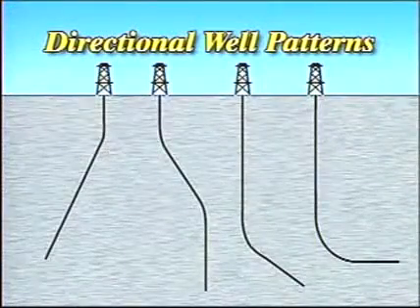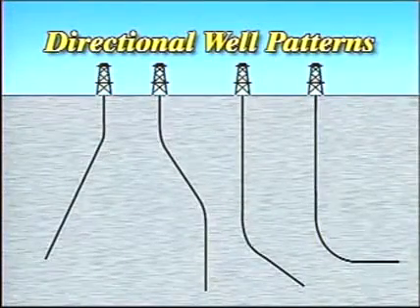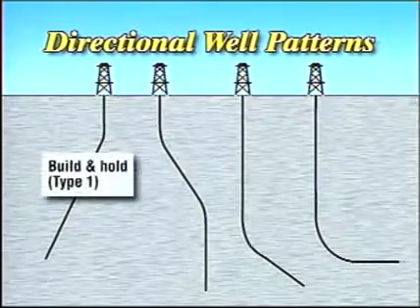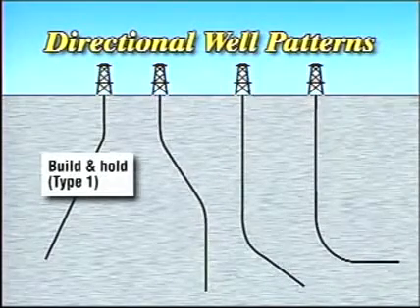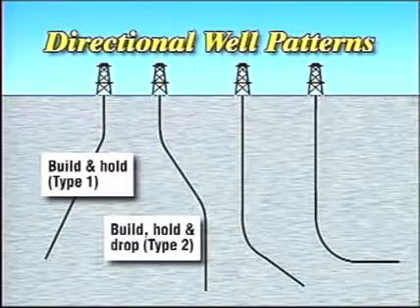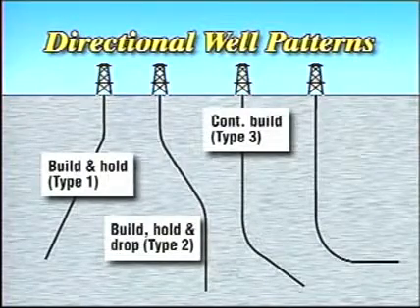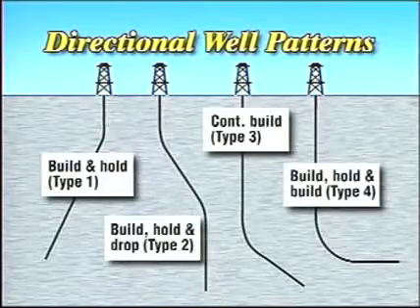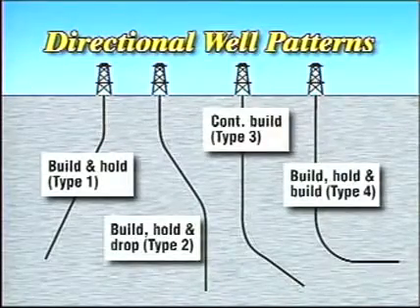In laying out the well trajectory, we may start by looking at 4 general patterns: the build and hold, or Type 1 pattern, the build, hold, and drop, S-curve, or Type 2 pattern, the continuous build, or Type 3 pattern, and the build, hold, and build, or Type 4 pattern.